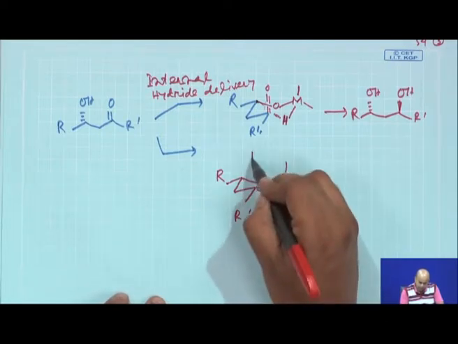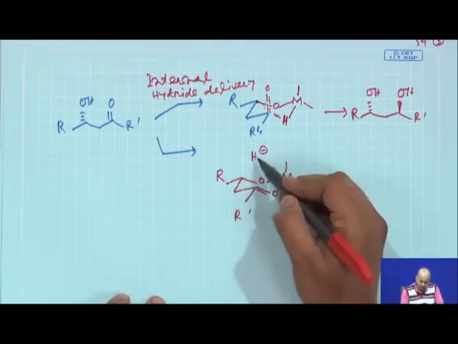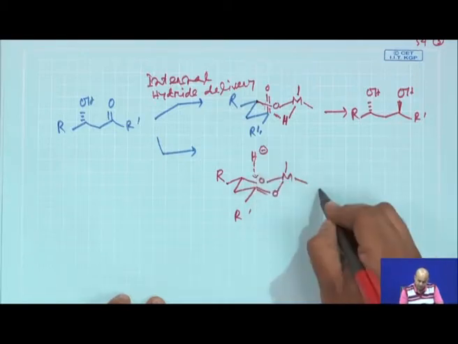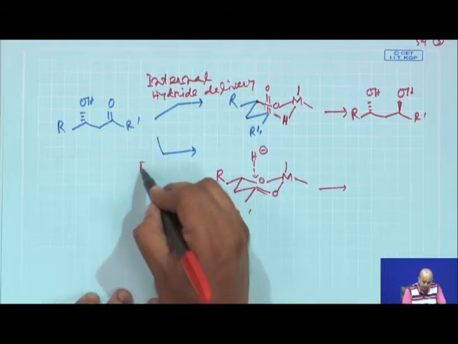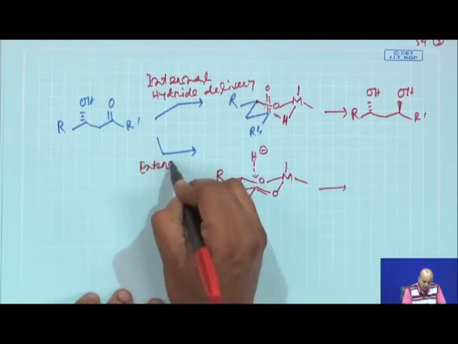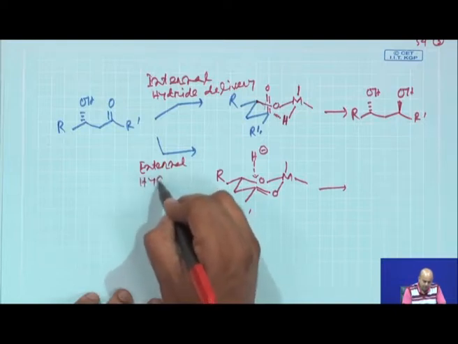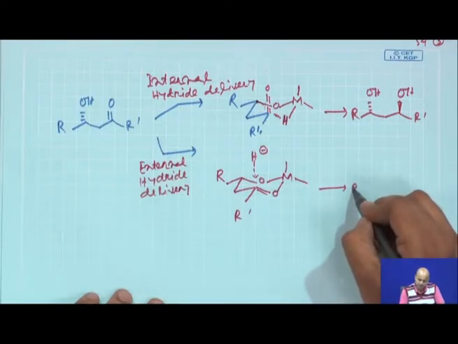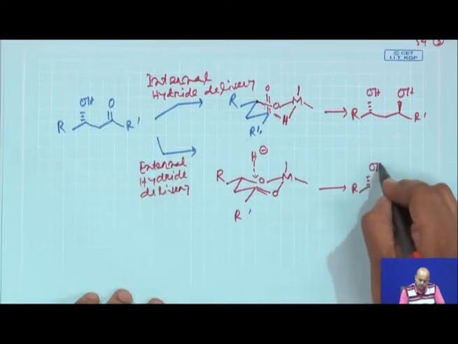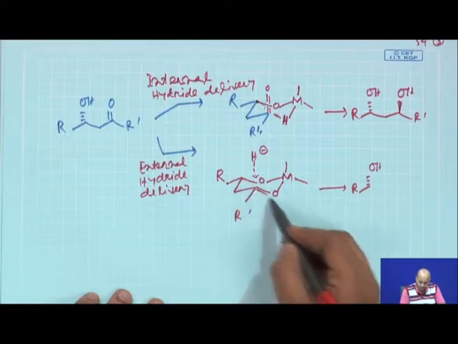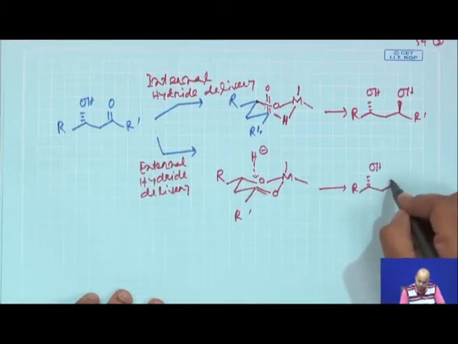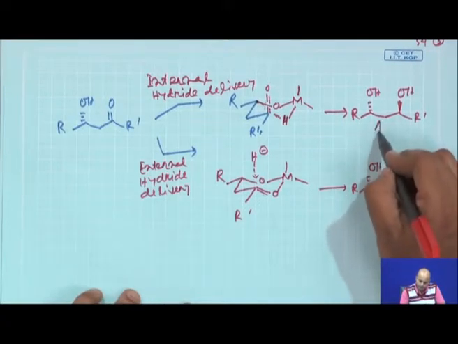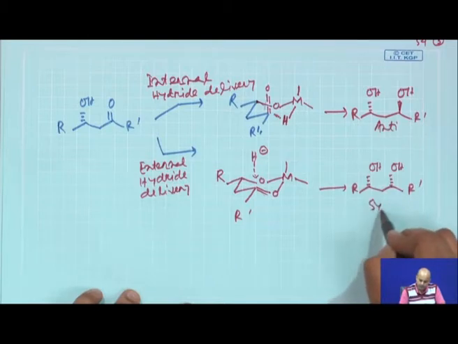Now, if you use an external hydride source, this hydride will only have this option to attack. So, this is external hydride delivery. In this case, if the reaction goes, both are seen, this is below, this is below. So, this you get anti, this you get syn.